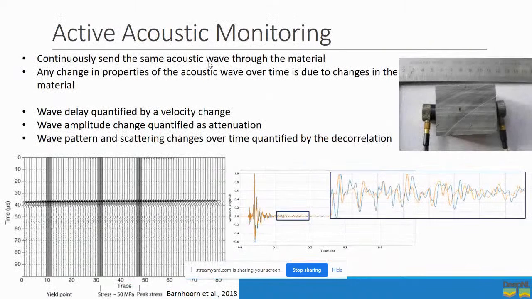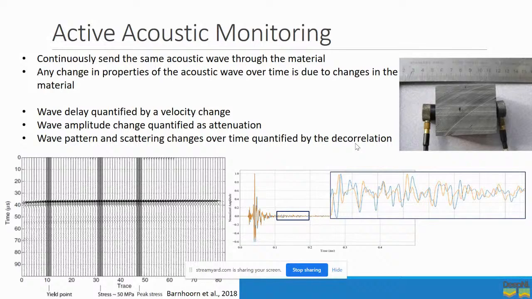So what do we do in the lab? We have a rock sample that we put under stress, and then on either end of the sample, we place different transducers. We have a source at one side of the sample, which emits the seismic signal, and then you have the receiver on the other edge of the sample that records the seismic signal. And we send a seismic wave every couple of seconds through the rock. And we always send exactly the same wave through the material. So from beginning to the end of the experiment, we send continuously the same wave with the same frequency, with the same amplitude through the rock body.